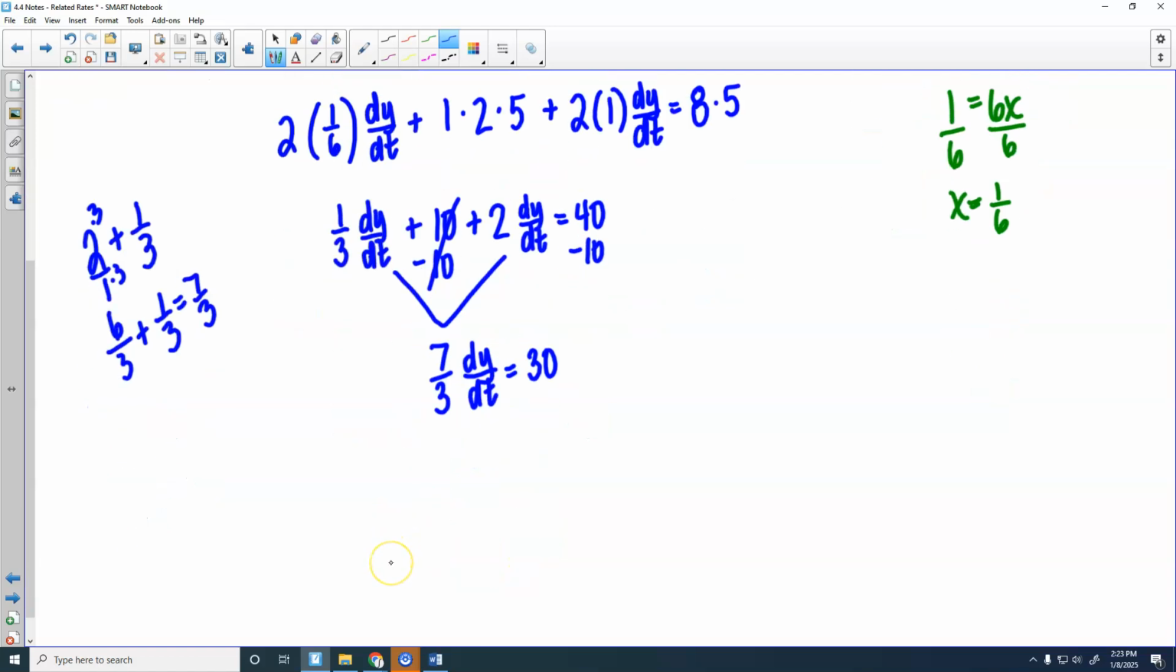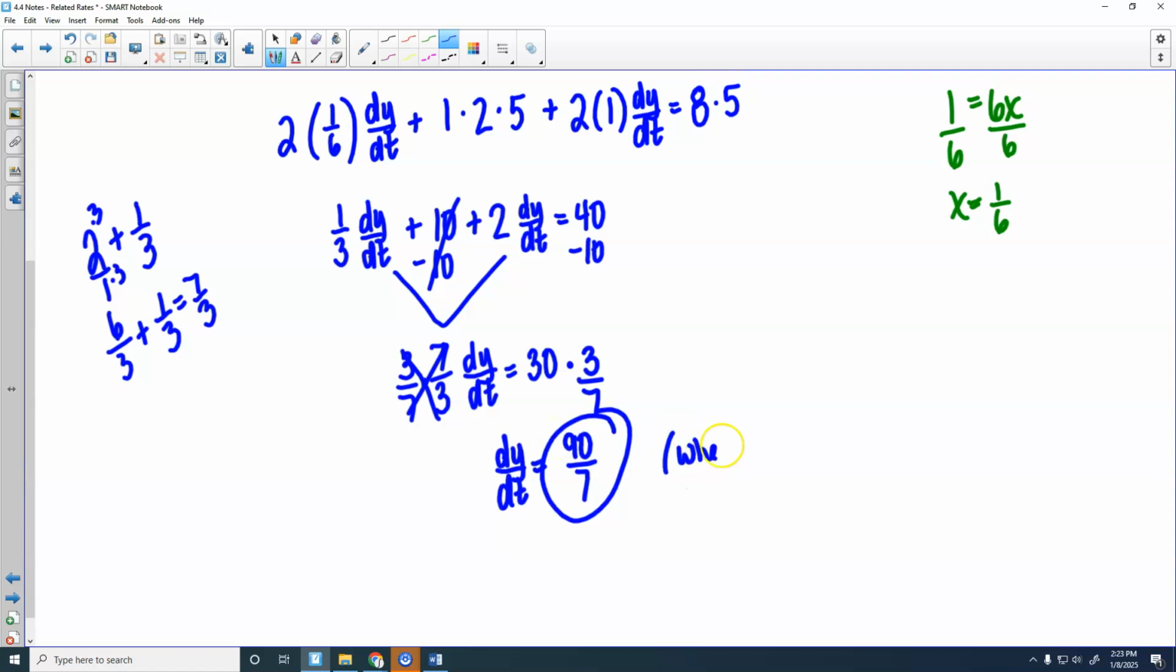And then you're going to divide by 7/3. Dividing fractions is easy as pie: flip the second and multiply. I like to just go ahead and multiply by the reciprocal. If you multiply by 3/7 here, you'll get dy/dt equals 90 over 7. And of course, this is when y equals 1.